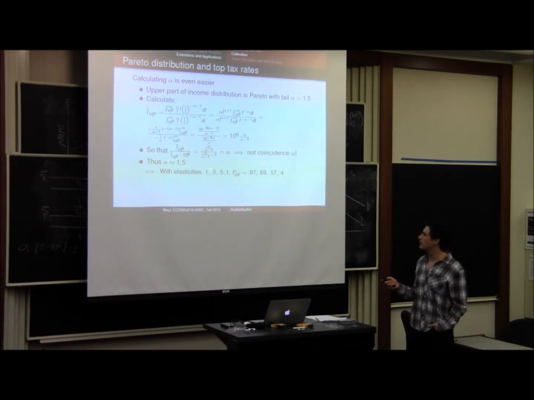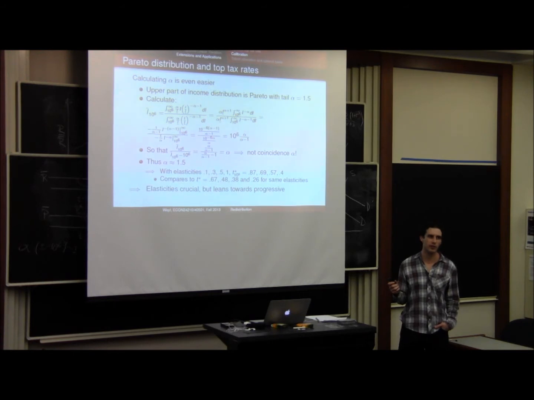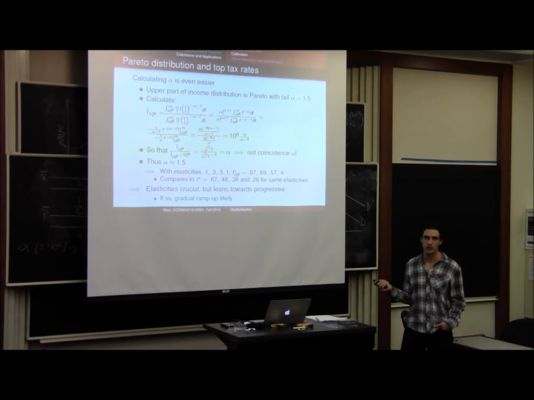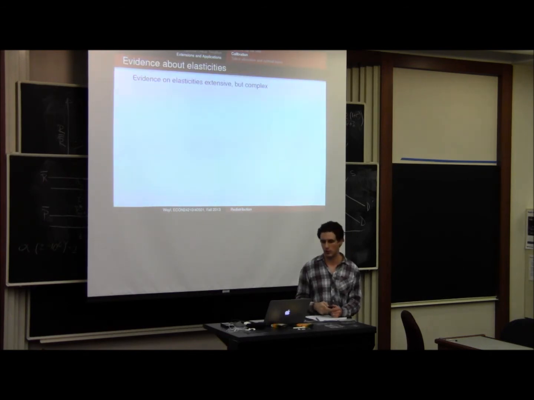But with 1.5, we get that for these elasticities, the tax rate should be about 0.87, 0.69, 0.57, or 0.4, respectively, which compares to 0.67, 0.48, 0.38, and 0.26 over the main range. This says that because inequality at the top is higher than throughout the middle range, for a given set of elasticities, if they were the same, we should have higher taxes, we should have progressive taxes. This tends to weigh in favor of having progressive taxes. And while, of course, we only talked about the highest rate, it's likely that it's smooth between these, so there probably should be somewhat of a gradual ramp up.